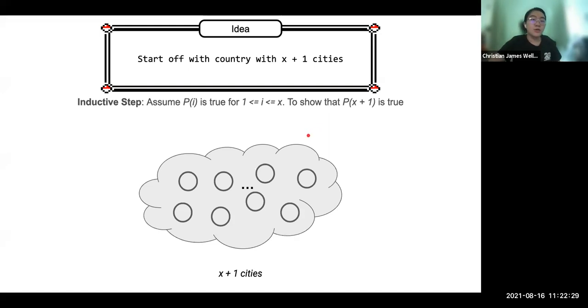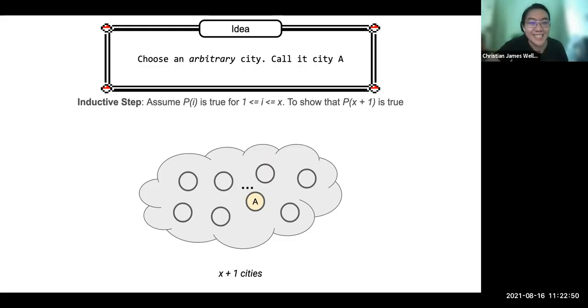Okay, so here's the idea. Let's start off with the country with x+1 cities. So here I have x+1 cities. I didn't draw everything, of course. I didn't draw the entire connection to save space and reduce complexity. What happens next is, I should really give you some time to think about it, but never mind.